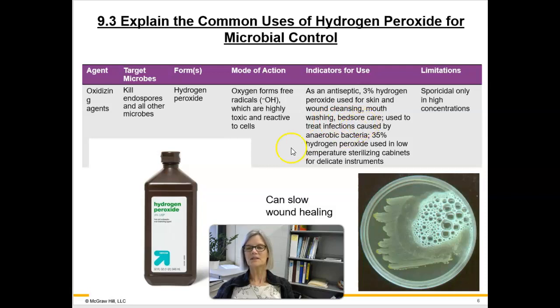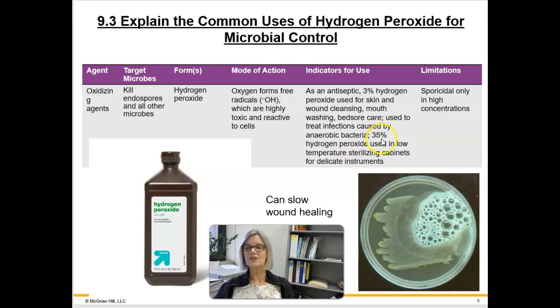Bed sores might be cleaned with hydrogen peroxide. That being said, we do know that hydrogen peroxide can slow wound healing. And so if it's a sore, like a bed sore that's having a hard time healing, you might consider using a different antiseptic than hydrogen peroxide. At home, most of your sores and things are not that serious, so hydrogen peroxide can be very effective.